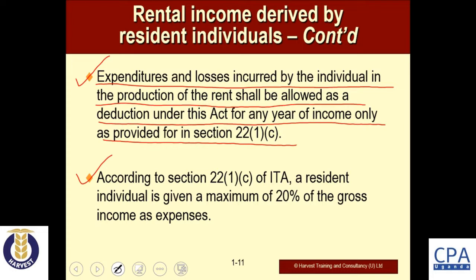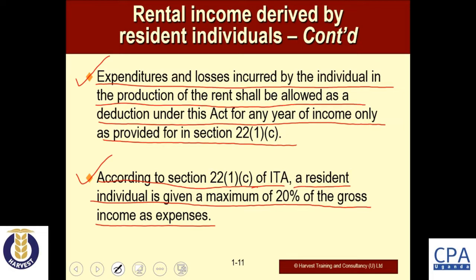We are saying that according to that section, Section 22, subsection 1, Part C of the Income Tax Act, you as a resident individual are going to be given a maximum of 20% of the gross income as expenses. The section gives a resident individual a maximum of 20% of the gross income as expense.